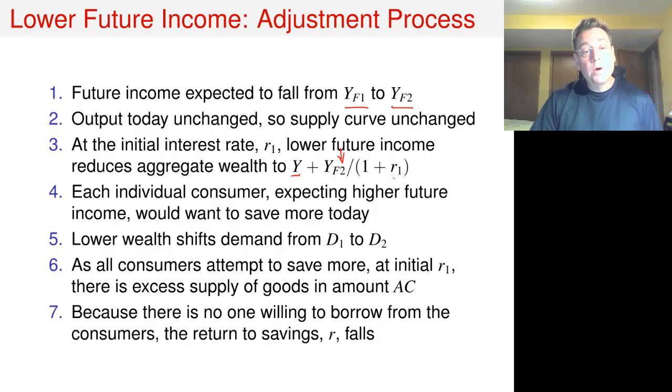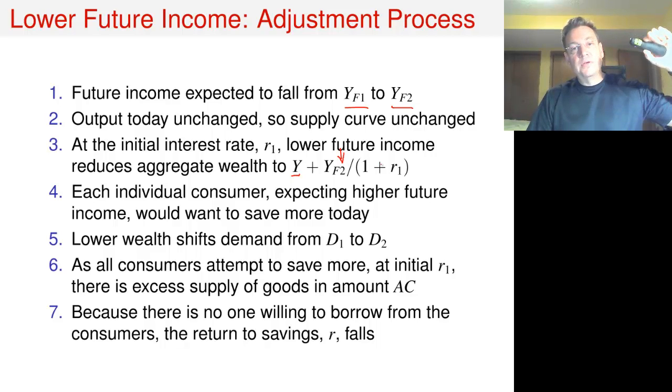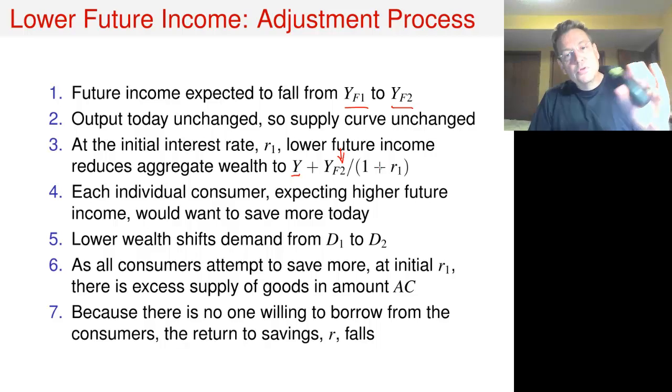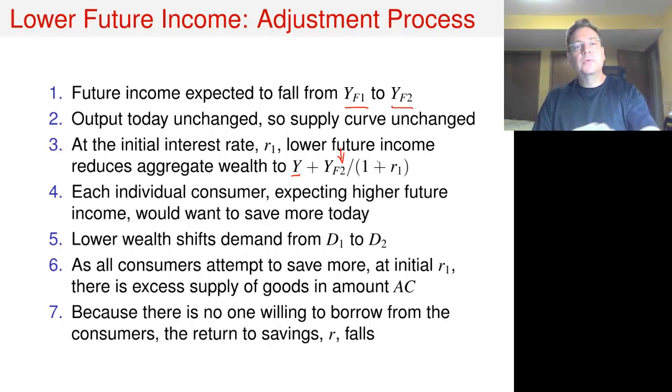So even with no change in current income, if there's no change in the real interest rate, then wealth is lower. But now if wealth is lower, then in general, consumers are going to want to reduce both current and future consumption. And in particular, because they're thinking that income in the future is going to be lower, in order to smooth their consumption, what they're going to want to do is increase their savings today so that they can push more of today's income into the future.